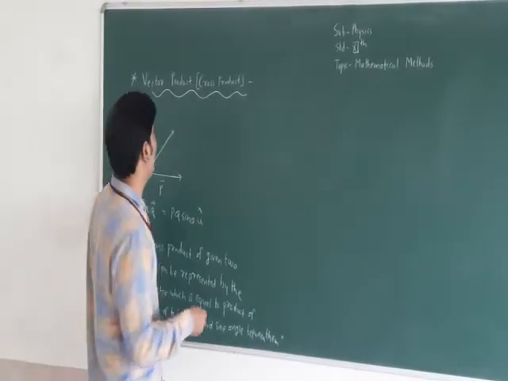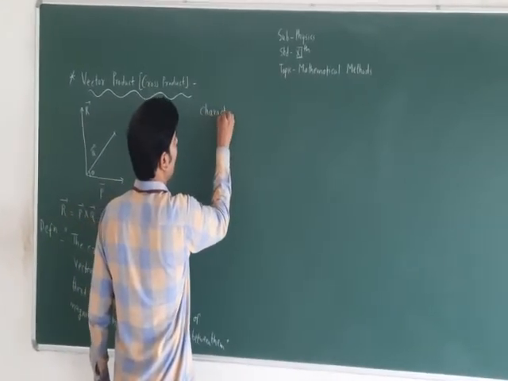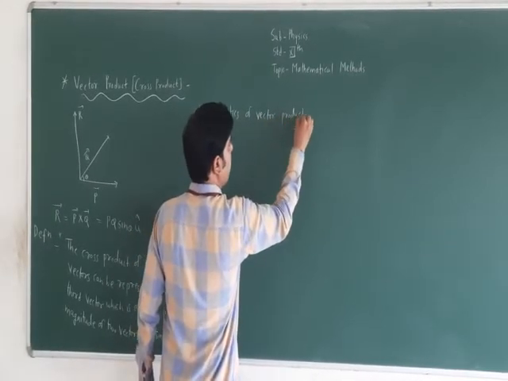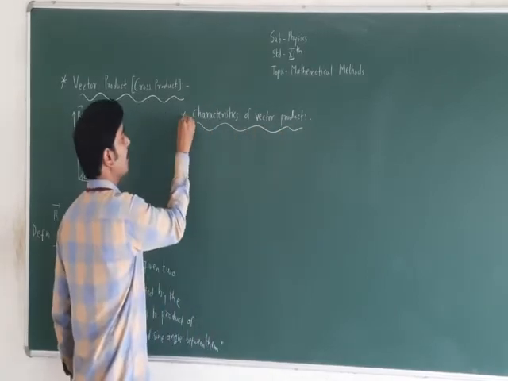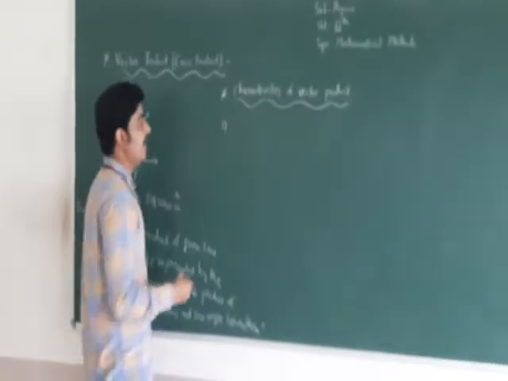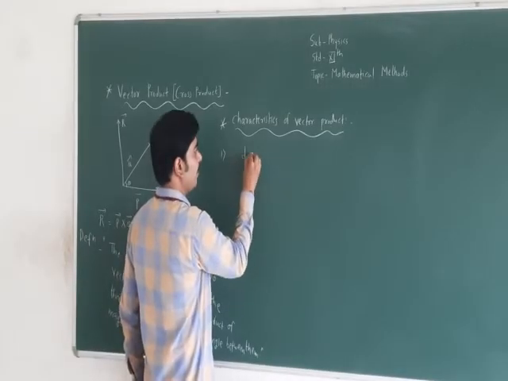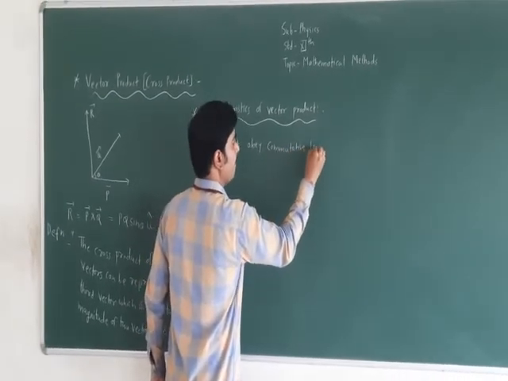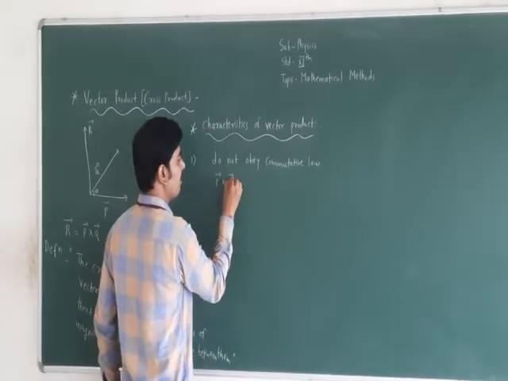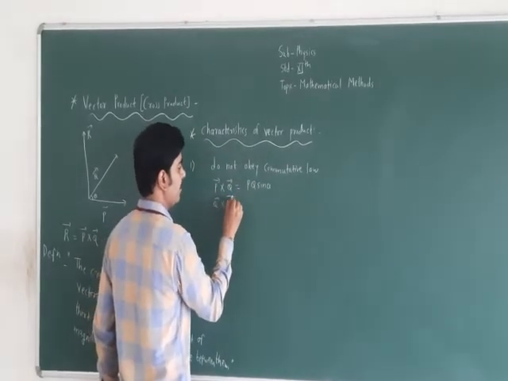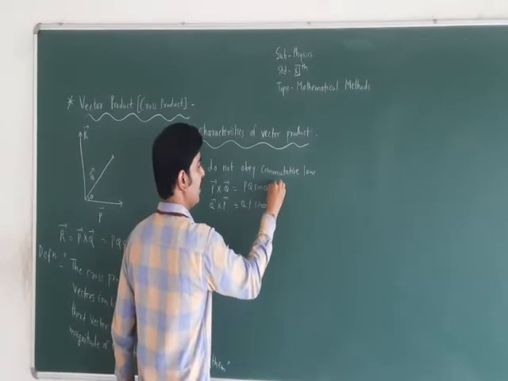Now we'll see the characteristics of vector product. Regarding the examination, minimum four characteristics you have to remember. What is the first characteristic? The first characteristic says that the vector product or cross product does not obey commutative law. I am writing one important word: do not obey commutative law. It means vector P cross vector Q is equal to PQ sine theta, and vector Q cross vector P is equal to QP sine theta. Here u cap is the direction vector.